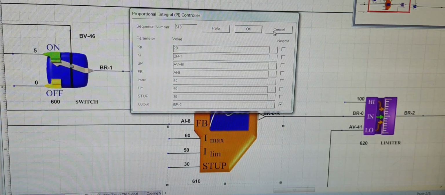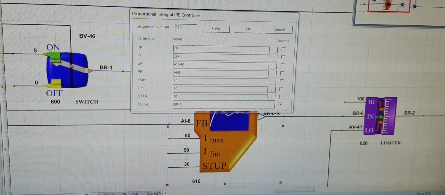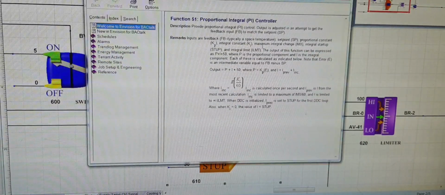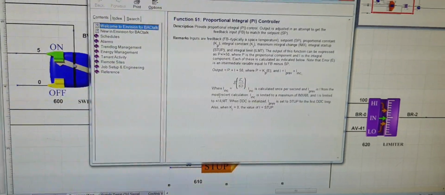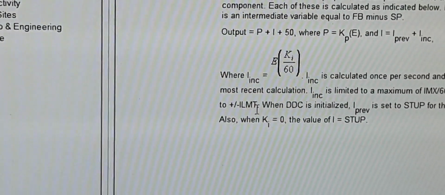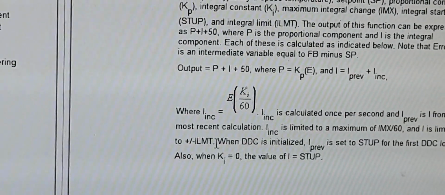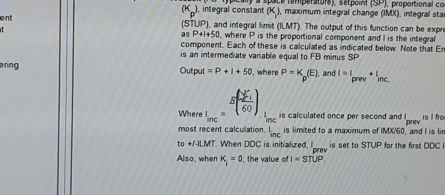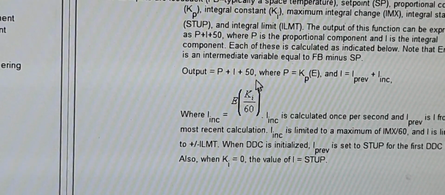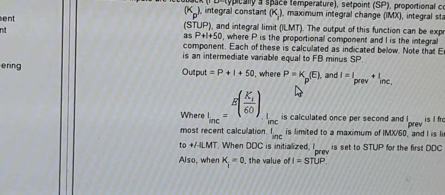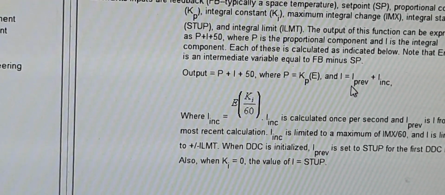I'm going to show it to you in a minute. Let's show you what these things are, just so that you understand. This is the proportional output. We take proportional plus integral plus 50, where P is KP times error and I is equal to I previous plus I increment. This is the formula we have to understand.